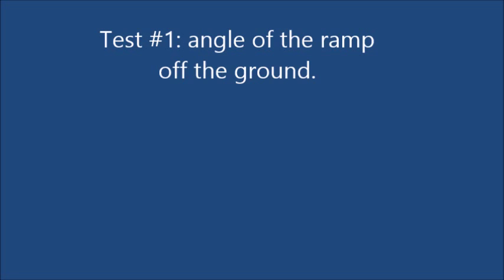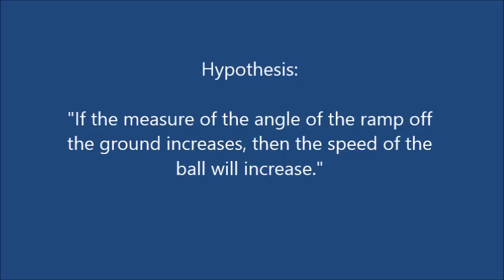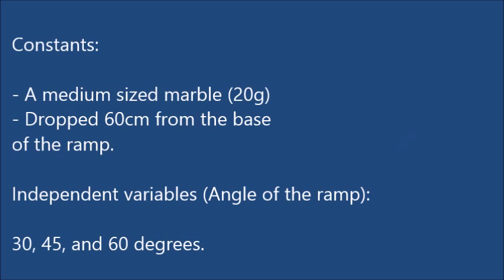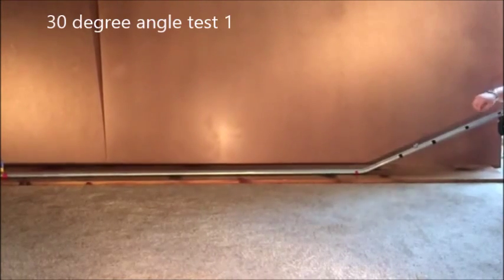The first set of tests I would like to go over would be the angle of the ramp off the ground. My hypothesis was that if I increase the angle measure of the ramp, then the speed of the ball will also increase. For these tests, I used a medium-sized ball weighing 20 grams, and I dropped the ball at the 60 centimeter point from the base of the ramp. And for my independent variable, I set the different angle measurements to 30 degrees, 45 degrees, and 60 degrees. 30-degree angle.